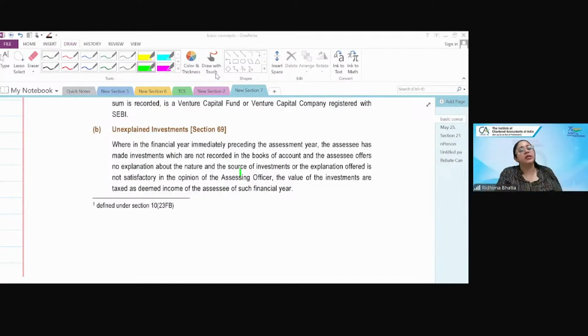What is an example of investment? Suppose I made a sale, okay, but I did not enter it. I made a sale and I did not enter it in the books of accounts, right? Now, unexplained stock is also an unexplained investment. If that stock is not recorded in your books of accounts or you are not able to tell how it is coming, that is also unexplained investment.